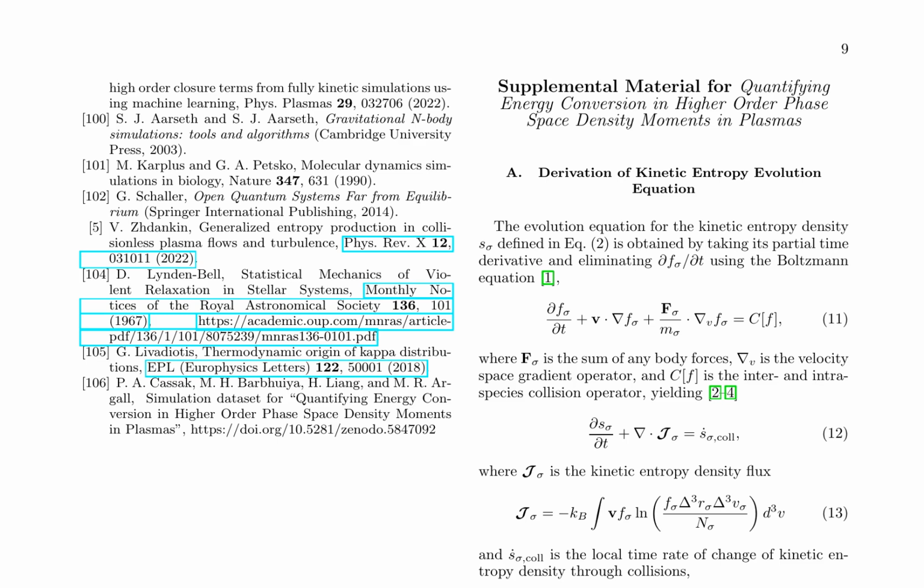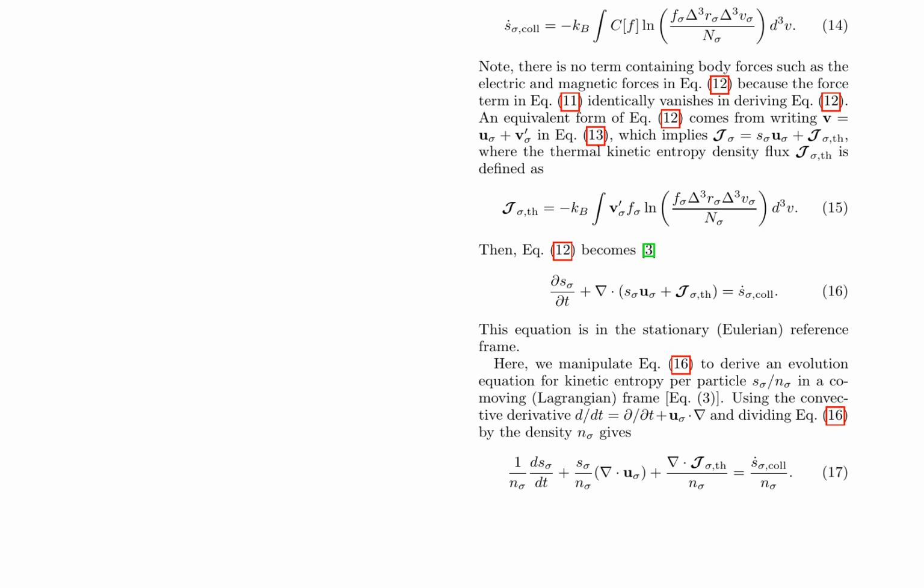An equivalent form of the kinetic entropy evolution equation is introduced, employing the thermal kinetic entropy density flux, J_sigma,Th, resulting in the equation partial S_sigma over partial t plus divergence of S_sigma U_sigma plus J_sigma,Th equals S_sigma,col. This equation is presented in the stationary Eulerian reference frame.